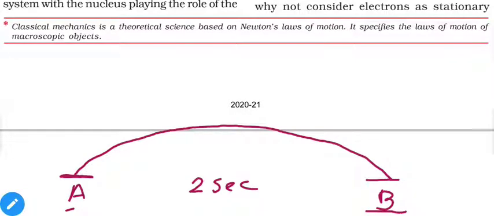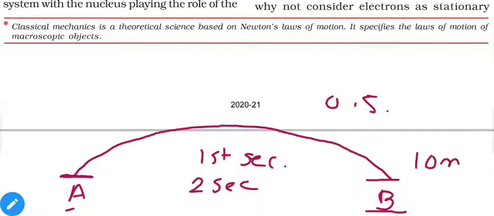So we can exactly predict where the ball will be at the first second, or where it will be at 0.5 second. Or let us say the distance between A and B is 10 meters. So what is the time requirement when the ball is at 2 meters? We can find out all of these values if we know the speed of the ball, angle of throwing and trajectory. That means we can predict each and everything for macroscopic objects.